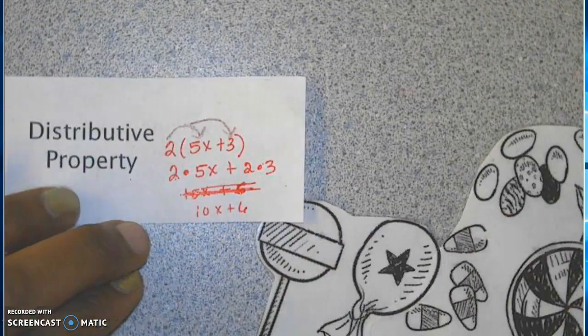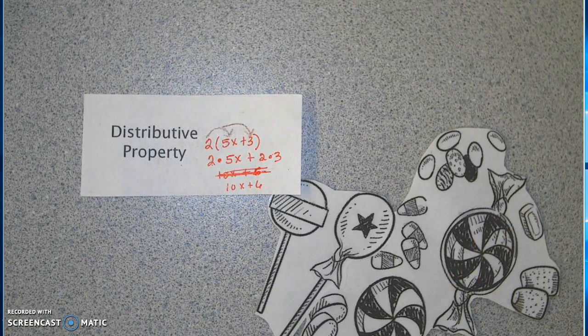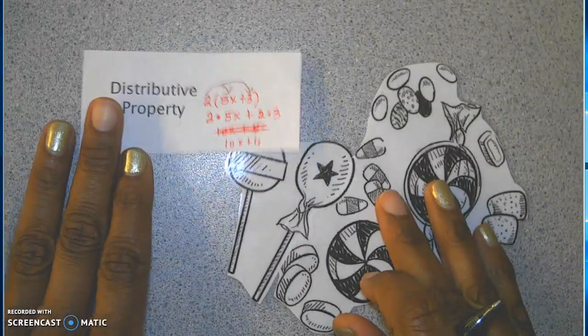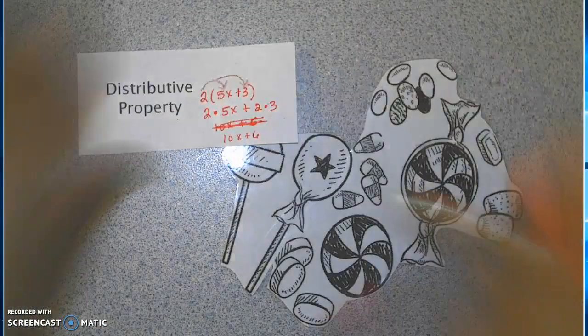So distributive property, again, everybody gets some. So you're going to give everybody a little piece of candy. Everybody's going to get some paper. Everybody gets some. Distribute that number inside the parentheses to everyone.